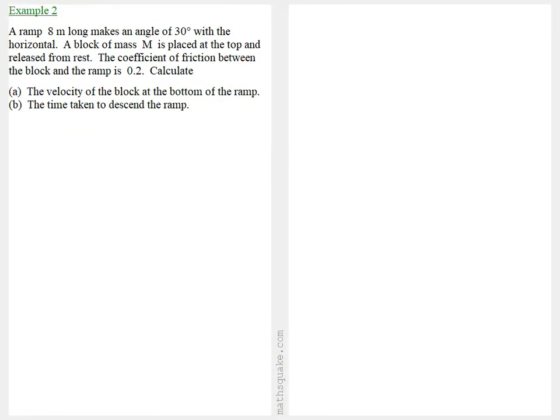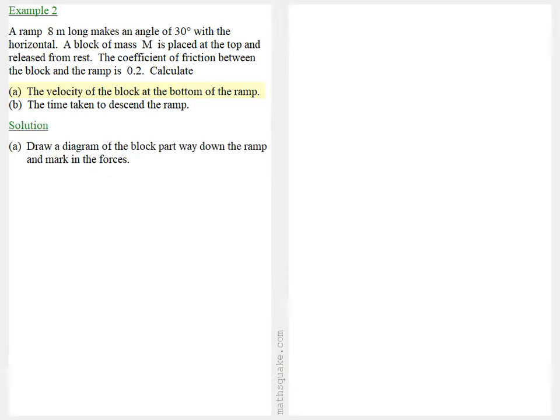In example 2, we're told a ramp 8 meters long makes an angle of 30 degrees with the horizontal. A block of mass m is placed at the top and released from rest. The coefficient of friction between the block and the ramp is 0.2. In part A, we're asked to calculate the velocity of the block at the bottom of the ramp.